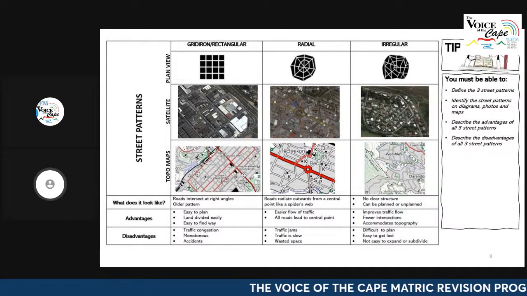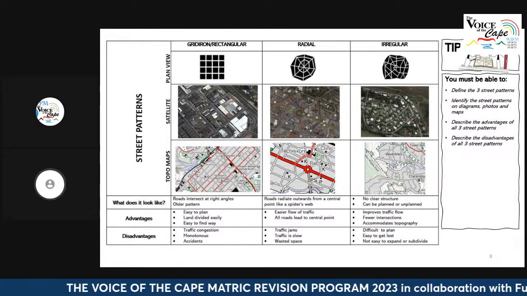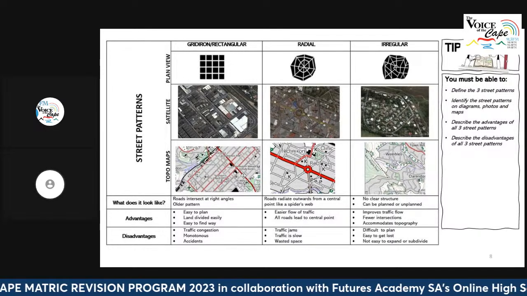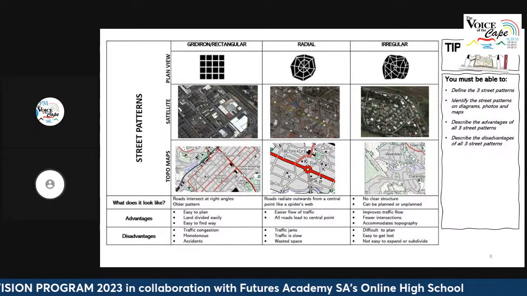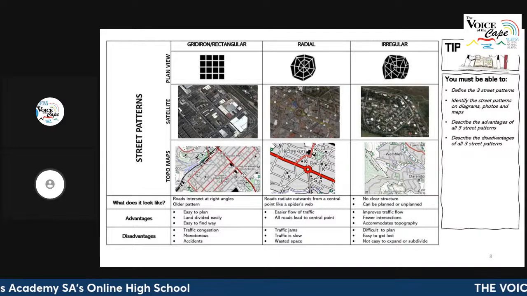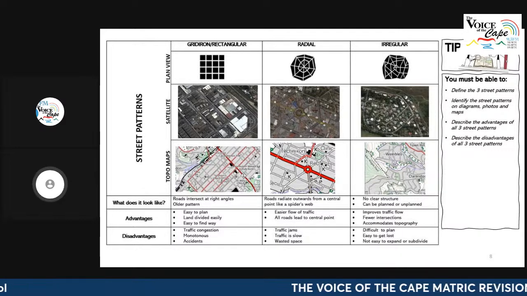Remember, a grid pattern is a very old pattern, meaning that when they start to develop a city, they start on a grid pattern, and from there they move on. So most often the question would be, which part of the city do you think is older? Immediately look for the gridiron. Your radial is very circular.